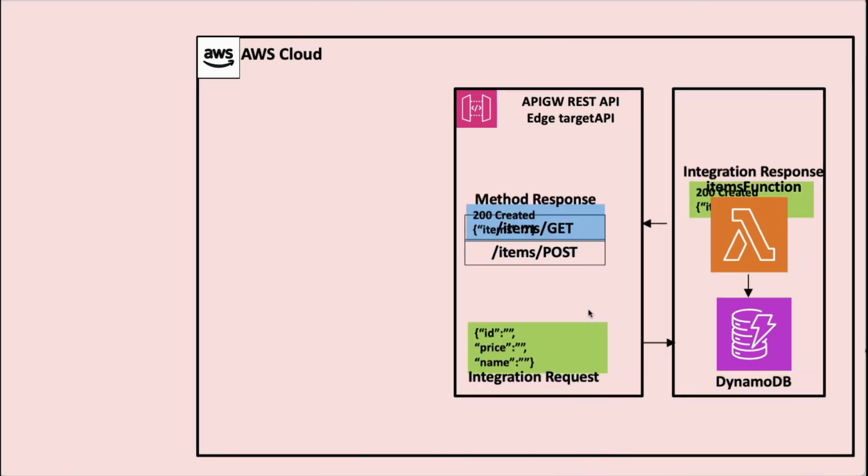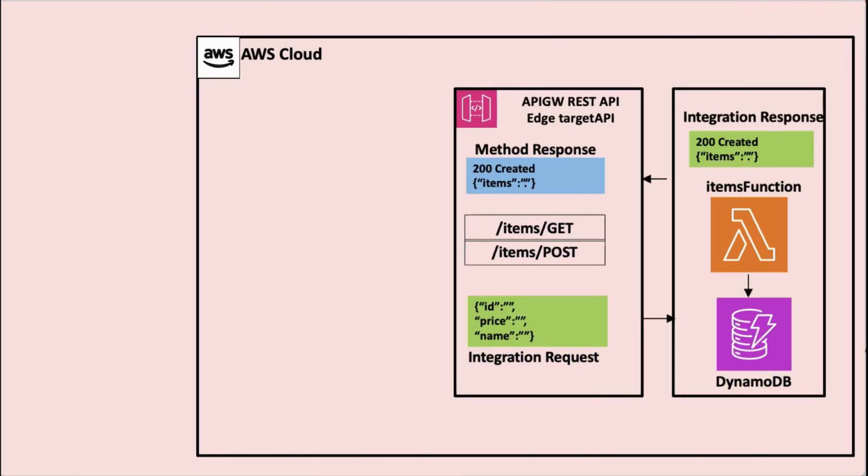Now the input for the Lambda function is a JSON object, which has ID, price, and name fields. The output from the Lambda has one field called items, and the same thing is returned to the target API. If you observe, there is no transformation happening between the input and output between the Lambda and the target API. Whatever input is sent to the Lambda and whatever output comes from the Lambda, the same thing is sent back to the clients of this API. So there is no transformation happening.